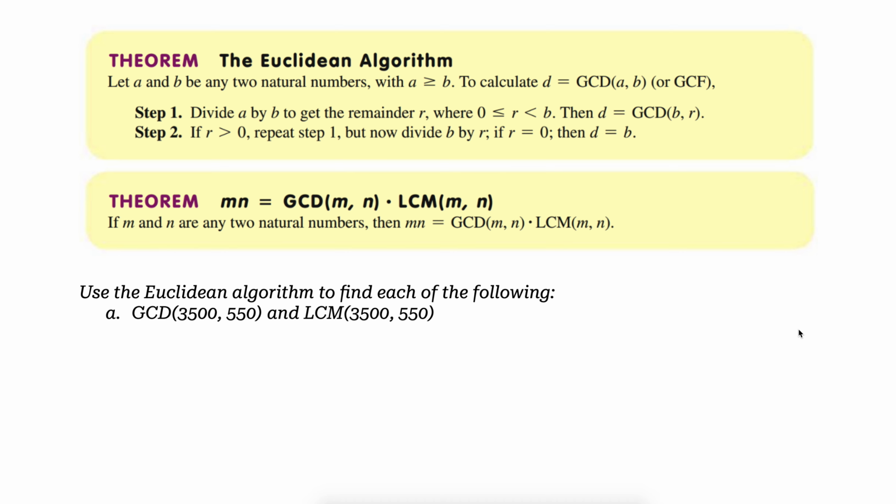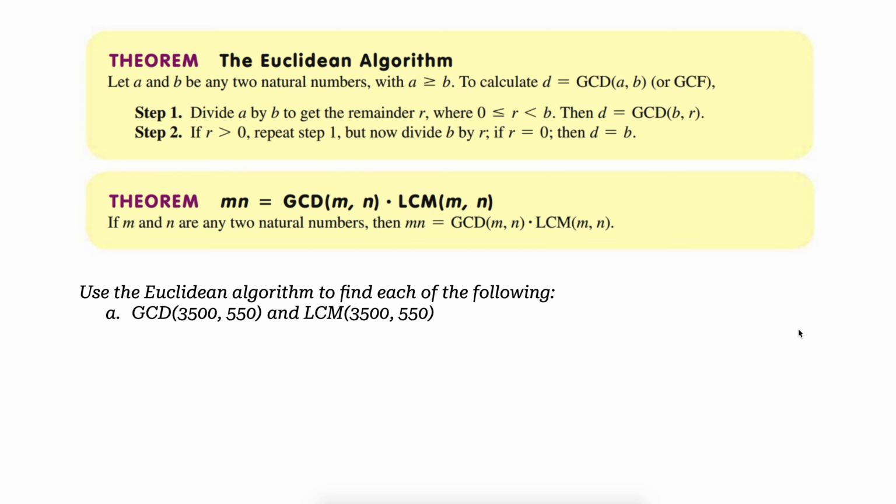It might seem a little more intimidating if you read the 2 steps, but once you see me work through it, it's not as bad as it initially looks. The second theorem is much more straightforward. It says that if you multiply 2 numbers together, the product of those 2 numbers is going to equal the product of their greatest common divisor times their least common multiple. We're going to use the Euclidean algorithm to find the greatest common divisor between a pair of numbers. Then we're going to use that second theorem to find the LCM.